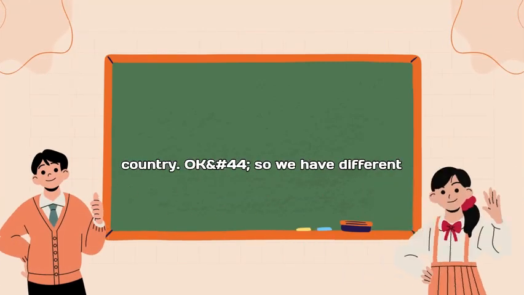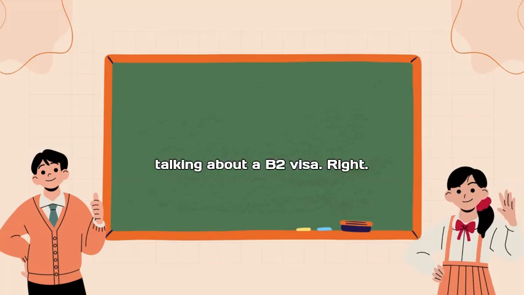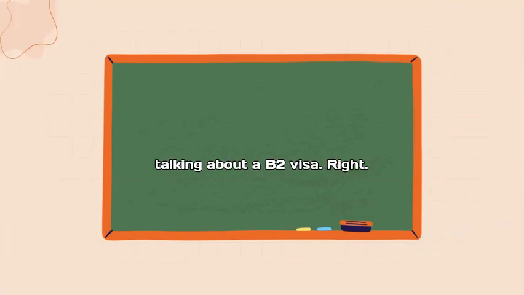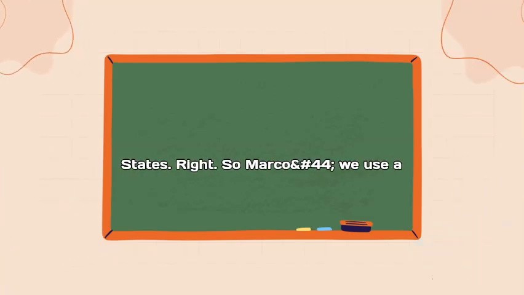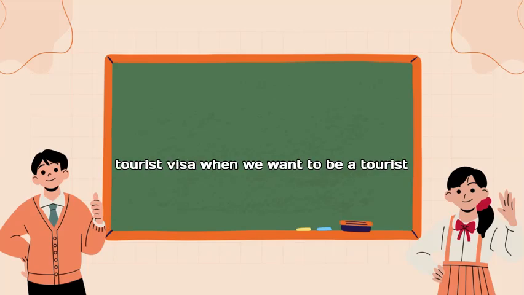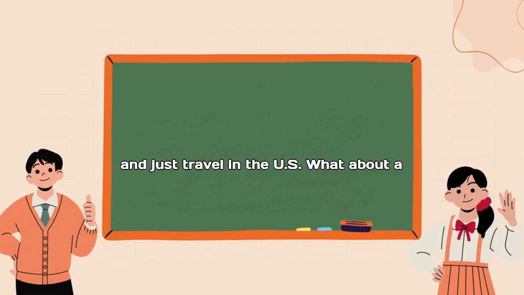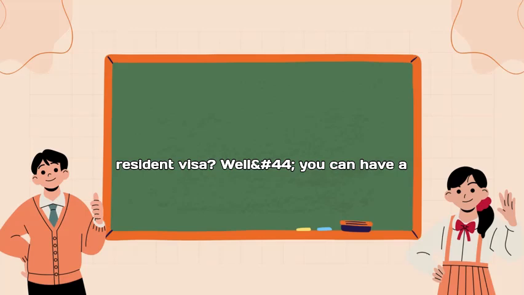Okay, so we have different types of visas. Today, we're going to be talking about a B2 visa. A B2 visa is a tourist visa. This is only for the United States. Other countries may have different classifications for their visas, but B2 is for the United States. So, Marco, we use a tourist visa when we want to be a tourist and just travel in the U.S.